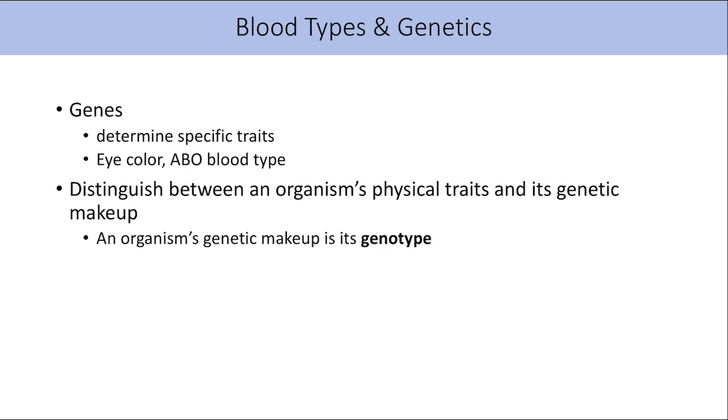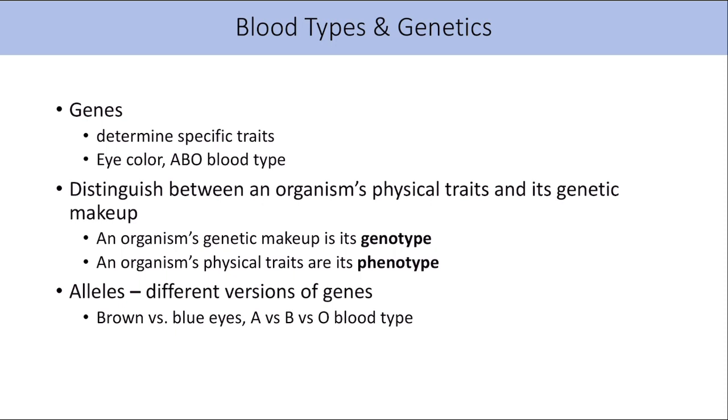So an organism's genetic makeup, or that portion of DNA, what the DNA actually says, is what we call the genotype. Okay, and an organism's physical trait, what you actually see, is the phenotype. So the genotype determines the phenotype. Okay, so you can write that down. The genotype determines the phenotype. So what the DNA says is going to determine what that person looks like or what that physical trait is going to be.